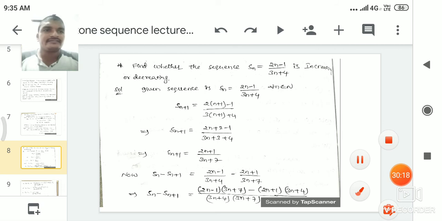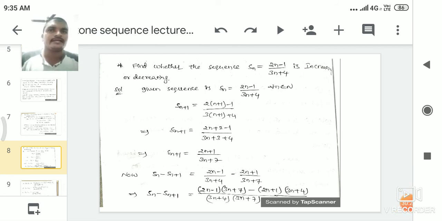Find whether the sequence Sn = (2n - 1)/(3n + 4) is increasing or decreasing. Find whether the sequence is either increasing or decreasing. Now we verify the given sequence Sn = (2n - 1)/(3n + 4). Here we have three conditions for either increasing or decreasing.